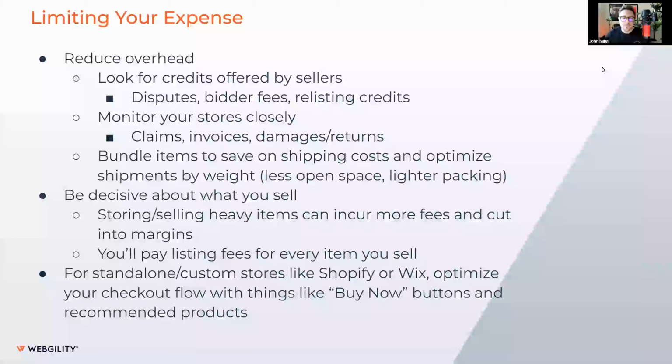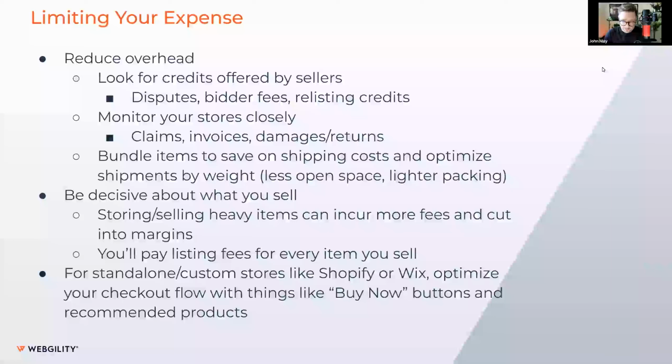So first thing we'll talk about is looking for credits that are offered by the marketplaces. A really easy one to call out here is eBay. eBay will sometimes, when you win a dispute, send you a credit that's available for you. So you have to make sure that you're keeping track of that and claiming those credits.